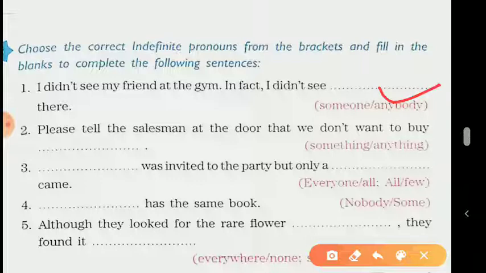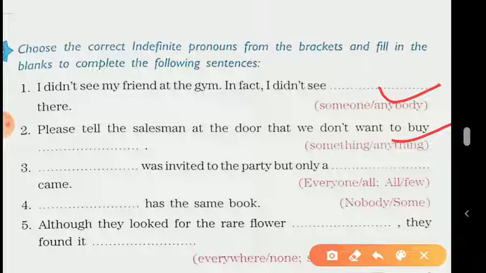Second, please tell the salesman at the door that we don't want to buy something. How can it be something? Anything. We don't want to buy anything. हमको कुछ नहीं लेना है. So please tell the salesman at the door that we don't want to buy anything.